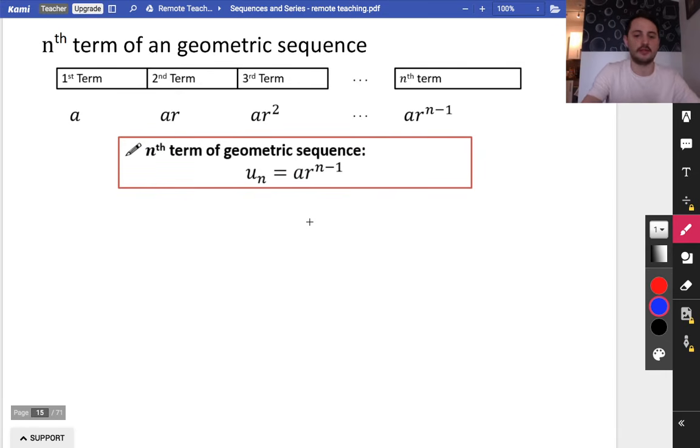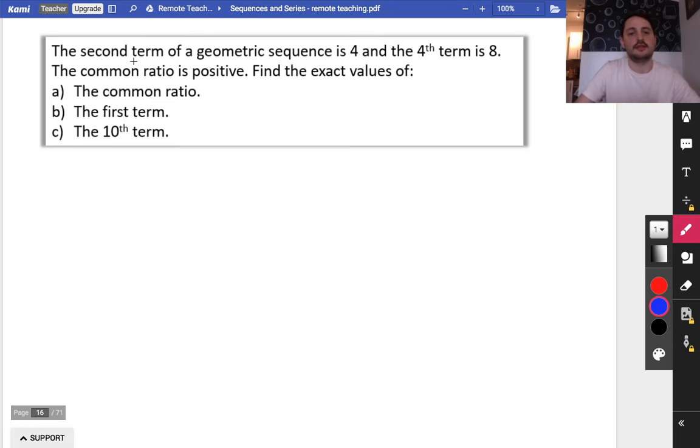So let's use some of this. It says that the second term of a geometric sequence is 4, and the fourth term is 8. The common ratio is positive. Find the exact values of the common ratio, the first term, and the 10th term. So we're going to write down this information that they've told us. They've told me that the second term, so U2, is 4, and they've told me that U4 is 8.